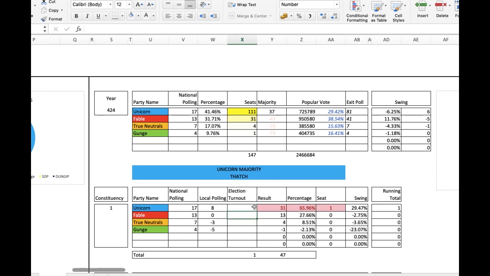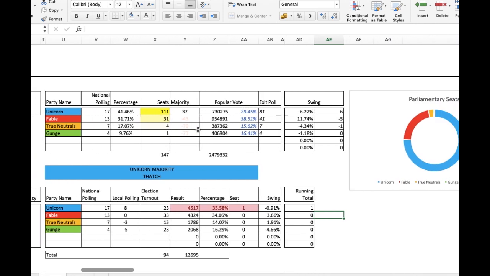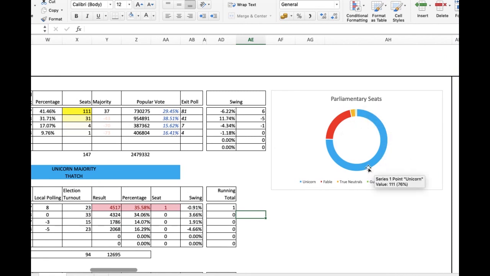It's not always accurate, and sometimes the roll of the dice just goes the other way. But as the local polling gets bigger, some of those guesses are going to be a lot more accurate. So the exit poll is kind of wildly off, especially in these early-ish years. But it's fun to have, and will be quite fun when we get to the election night special episode of the podcast. So here was year 424. And again, got a nice pie chart to show just the massive Unicorn majority here.